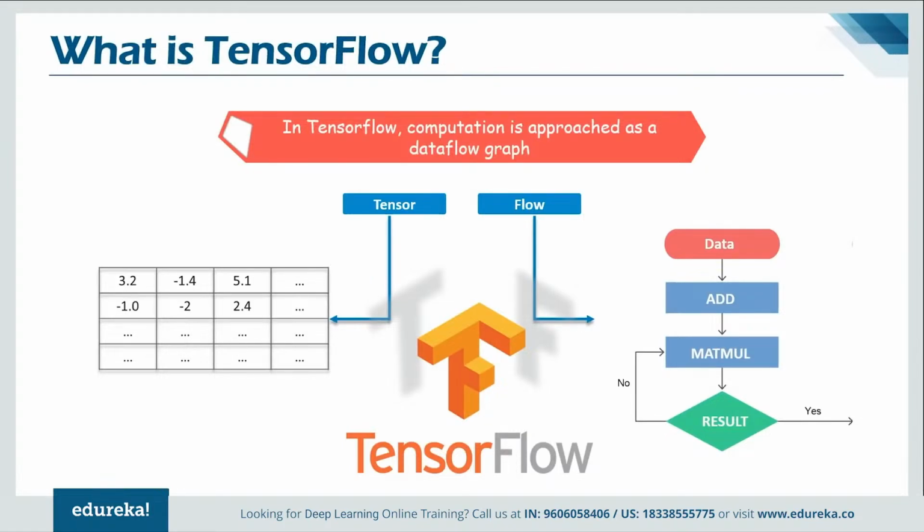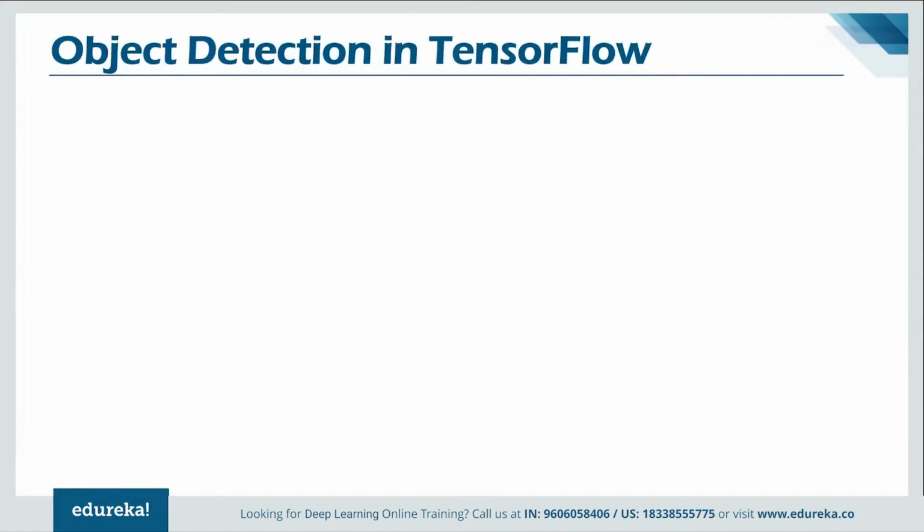TensorFlow can run on multiple CPUs and GPUs with optional CUDA and SYCL extensions for general purpose computing on graphics processing units, and TensorFlow's flexible architecture allows for easy deployment of computation across a variety of platforms, which are the CPUs, GPUs, and the TPUs, and from desktops to clusters of servers to mobile and edge devices. Now, TensorFlow computations are expressed as stateful data flow graphs. The name TensorFlow derives from the operations that such neural networks perform on multidimensional data arrays, which are known as the tensor.